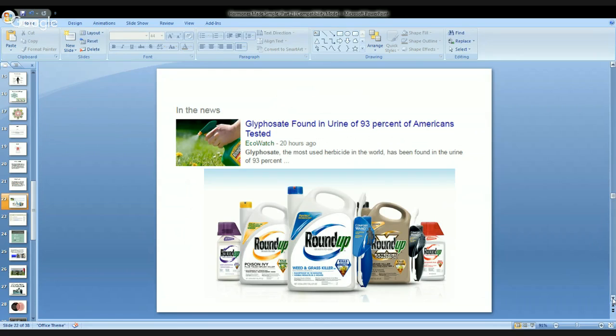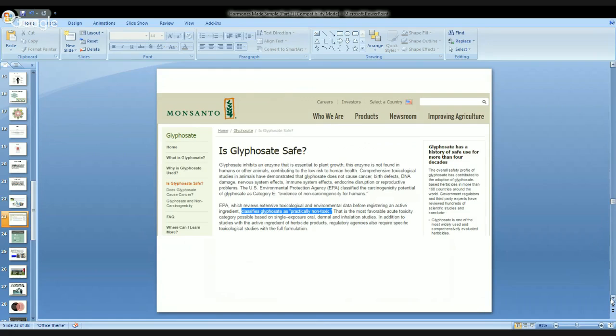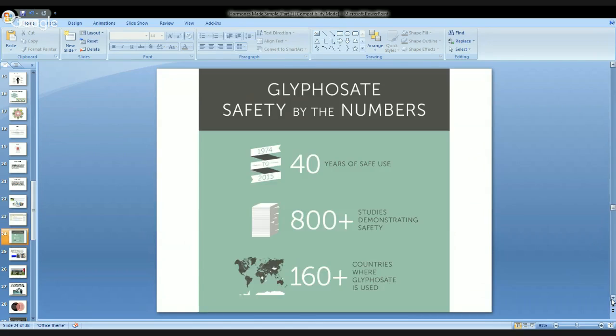Well, you don't have to label GMO foods anymore, you never did in the US. I think in Europe you can label them, but that's where you're getting it. But don't worry, Monsanto said that it's safe. They said it's classified as a practically non-toxic chemical. So you have nothing to worry about, right? They say on their website that over 40 years of use, 800 studies, over 160 countries, it's completely safe.